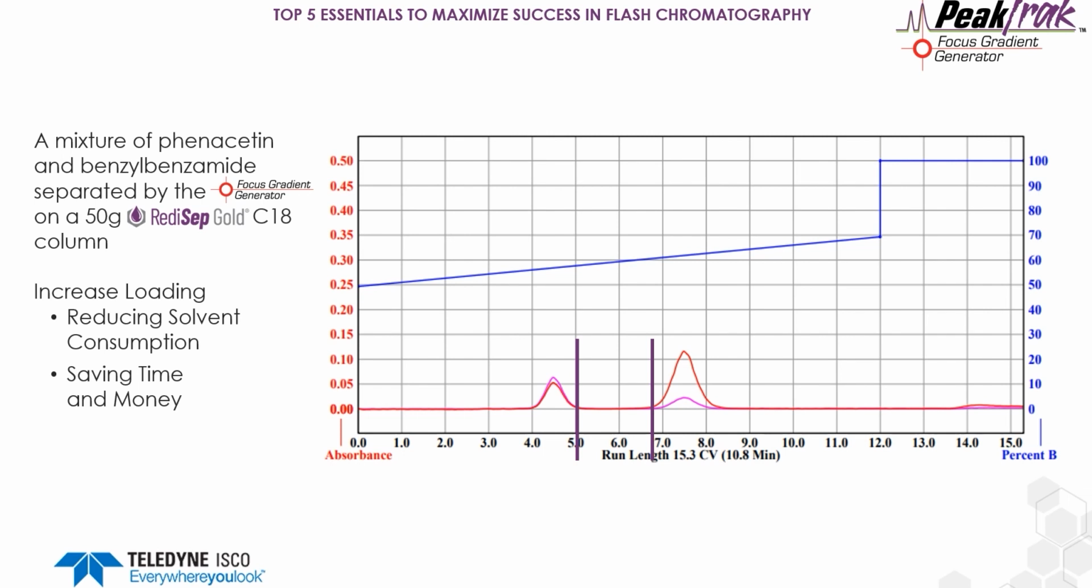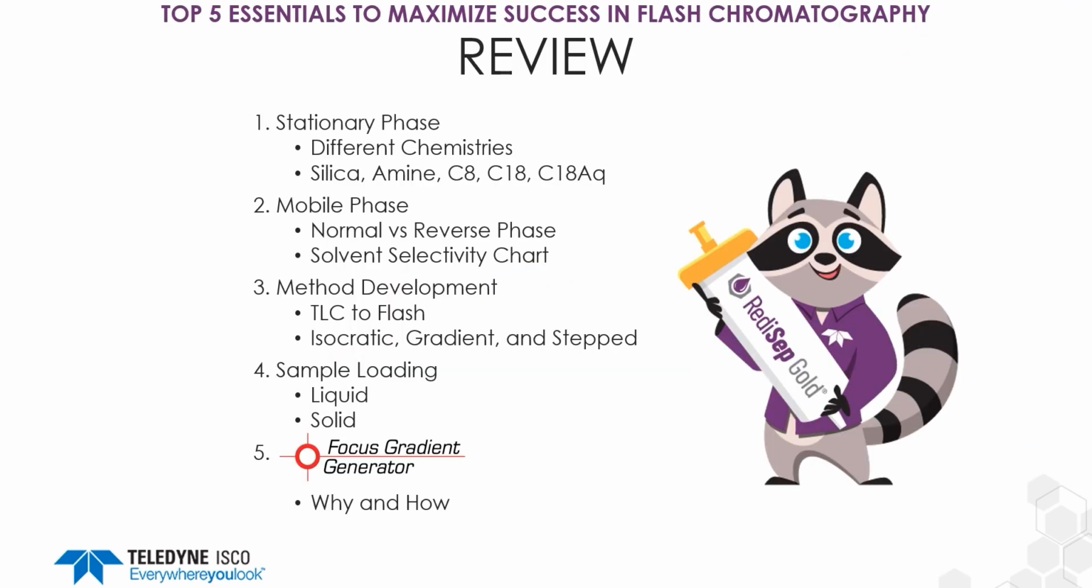It's going to save you time, it's going to save you money, and these 5 essentials are going to lead you to better chromatography. So in review, what did we talk about today? Well, we talked about the top 5 essentials that are going to maximize the amount of savings you can do. The top 5 essentials to maximize the use of your time. And all of those are leading to maximizing success in flash chromatography, which started with the stationary phase.